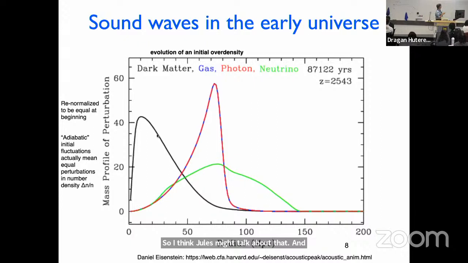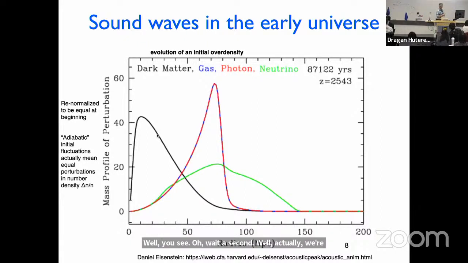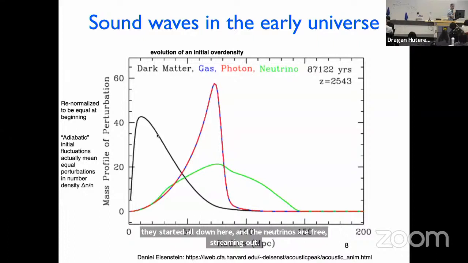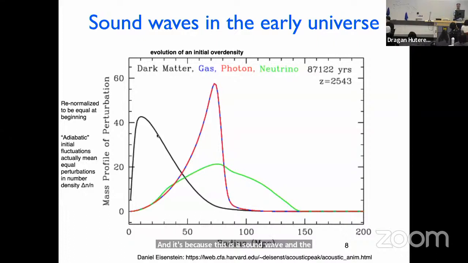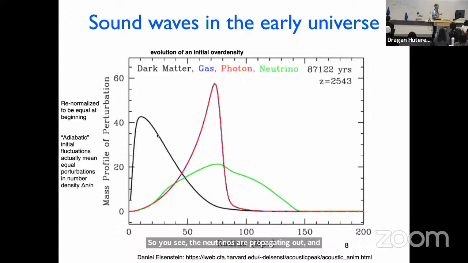And what do you see here? Well, oh, wait a second. Actually, the neutrinos are leaving the party. They started all down here, and the neutrinos are free streaming out. It's because this is a sound wave, and the sound speed for a relativistic fluid is 1/√3 times the speed of light. These neutrinos can just free stream out at the speed of light because they're no longer interacting with everything else. So you see the neutrinos are propagating out, and that's carrying some of this perturbation out with it.